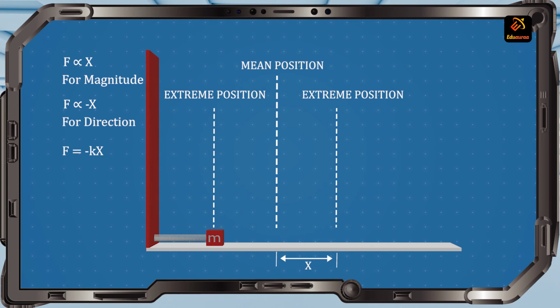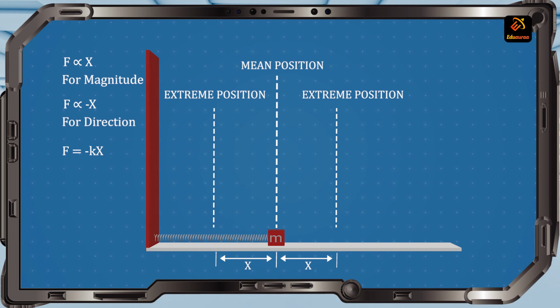If it goes to the other extreme position, once again the displacement will be the same x, reaching the maximum extreme position. What happens to the velocity? Velocity becomes 0. And what will the force do? The force will again try to restore it back to its mean position.